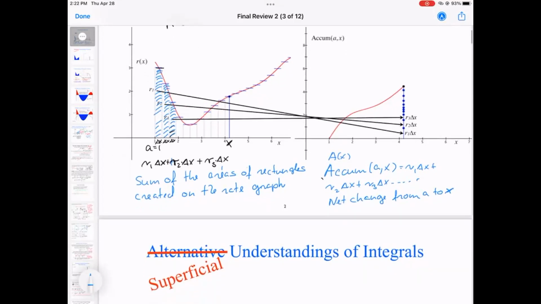So what happens if I refine my subdivision? If delta x approaches 0, what happens on the rate graph and on the accumulation graph? This is going to give you the exact area under the rate graph, and this is going to give you the exact accumulation.